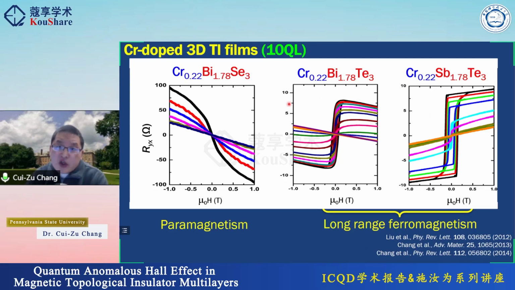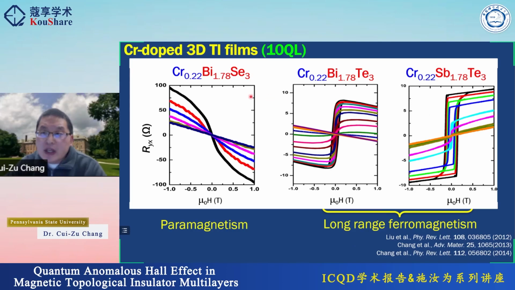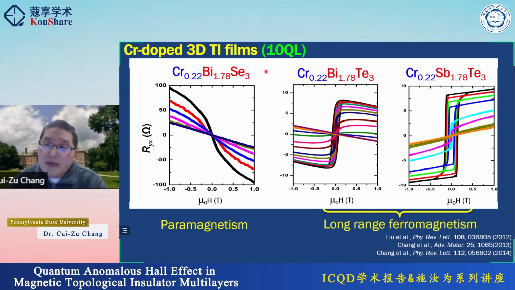And the second step, as I just showed you, we need the ferromagnetic order. There are three basic members in the bismuth selenide family of topological insulators: bismuth selenide, bismuth telluride, and antimony telluride. We have tried very hard to dope chromium into these three basic members. For 10 quintuple layers at the same doping level, in chromium-doped bismuth selenide there is just a nonlinear behavior. There is no ferromagnetic hysteresis. That means this sample is paramagnetic. So chromium-doped bismuth selenide is not a good candidate for the realization of the quantum anomalous Hall effect. So we need to forget it.